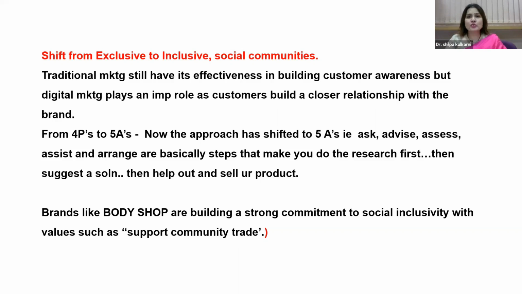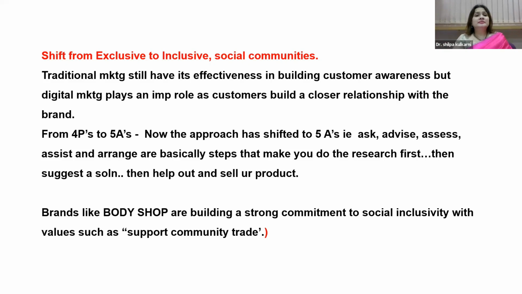Social media drives social inclusivity and gives people a sense of belonging to their communities. For example, brands like Body Shop are building a strong commitment to social inclusivity with values such as support community trade. It is also why movements like Me Too caught on like wildfire.